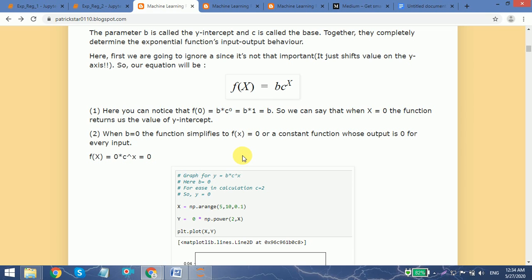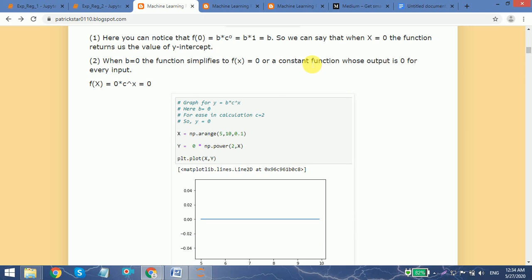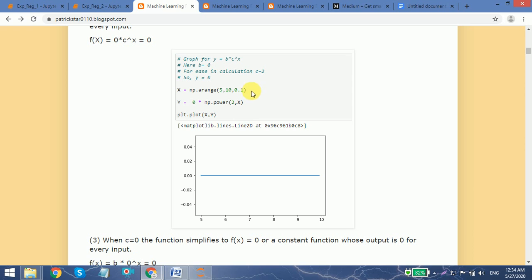The second point is when b equals 0, the function simplifies to f of x equals 0. Let's say f of x equals b into c raised to x, so you put 0 here, then all of our function becomes 0, or it is going to be a constant function. Its output is going to be 0 for each and every input. I have implemented it here using Python, and I've taken x as an array that goes from 5 to 10 with an interval of 0.1, and the value of b is 0. As you can see, the graph is a constant value for every input of x.